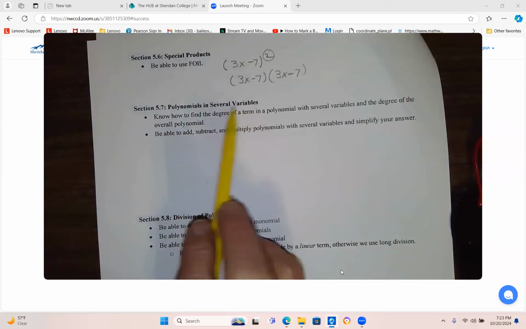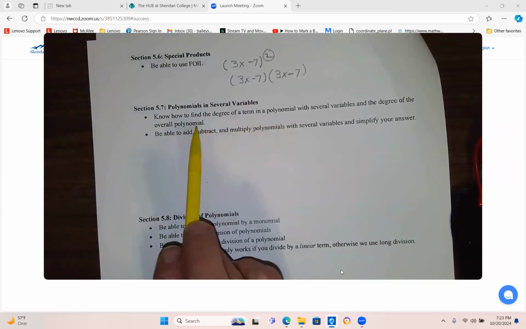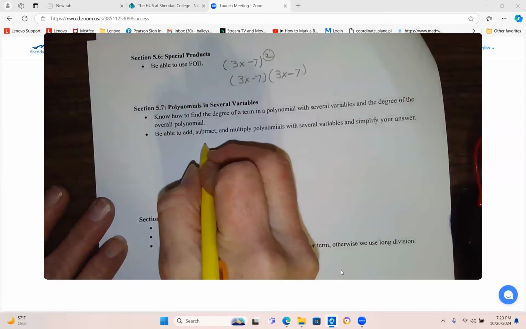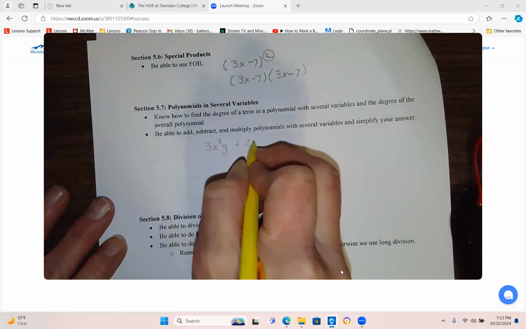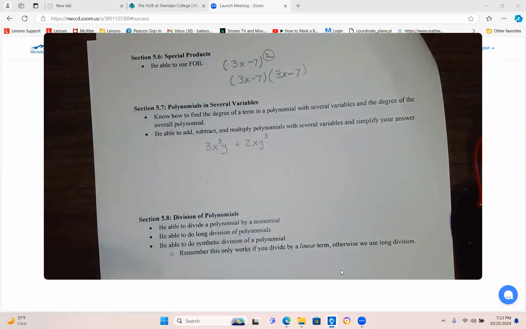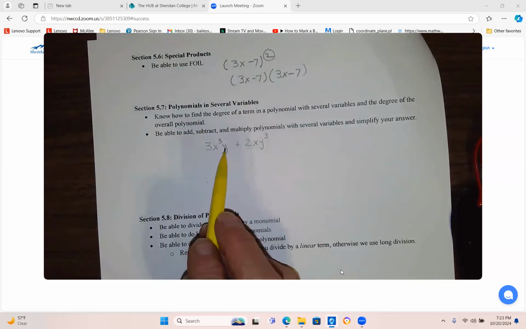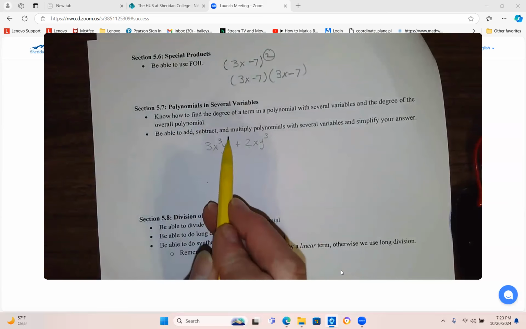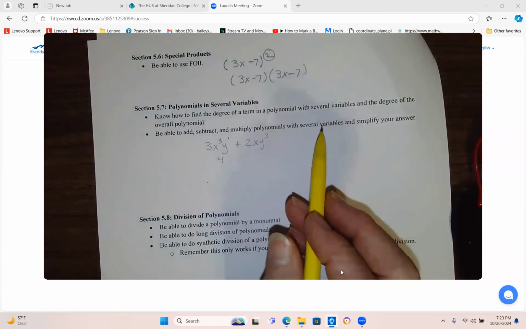Okay, polynomials in several variables. Know how to find the degree of a term in a polynomial with several variables and the degree of the overall polynomial. So if you have y plus 2x y cubed, I'm just going to keep two terms. If I were to look at this right here, you have coefficients of 3 and 2. The degree of this term, when you want to find the degree, you add the exponents. So you get 4.